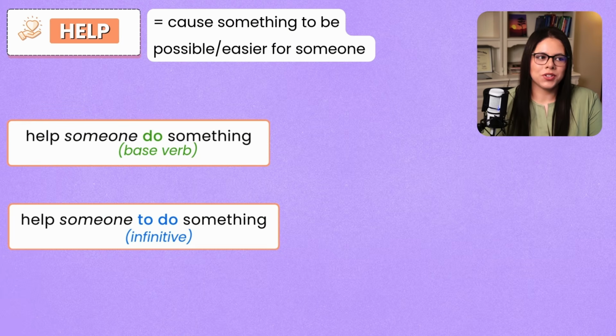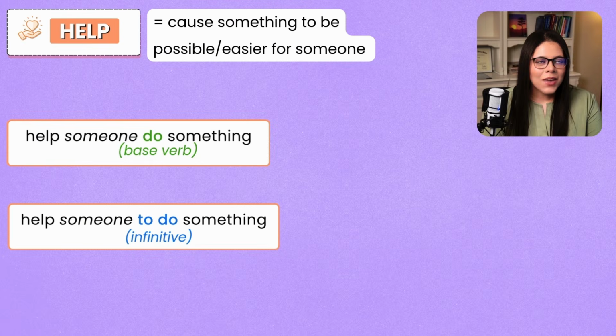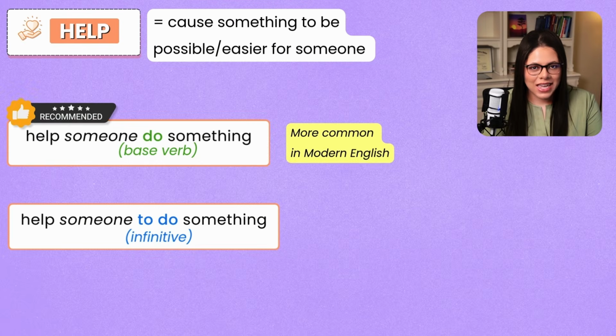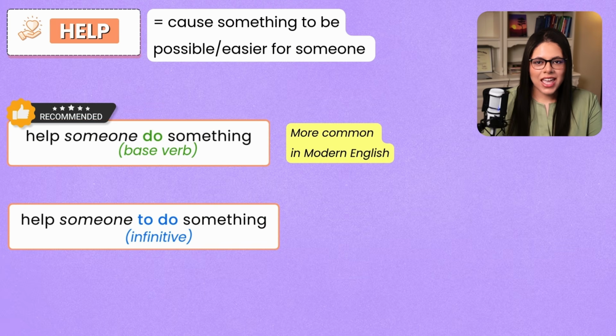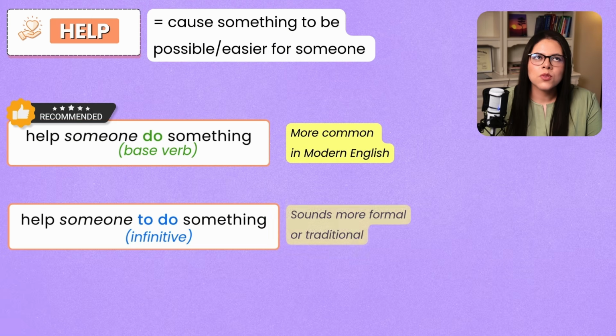A textbook would stop there, right? But you want to know the real difference between these structures. Is one better than the other? Well, I would recommend using the base verb. This is more common in modern English and it sounds more natural, especially in speaking. But just to be clear, the to infinitive is fine. It just feels a little more formal or traditional.